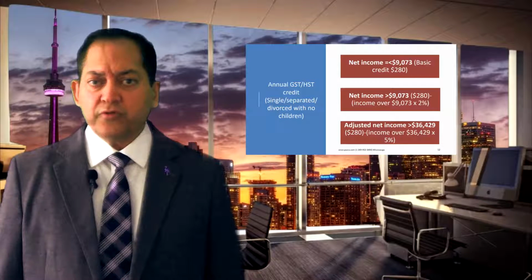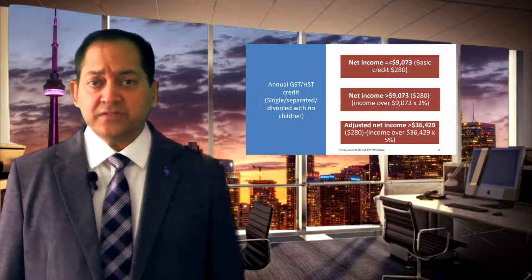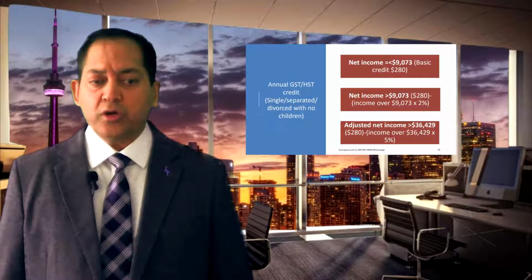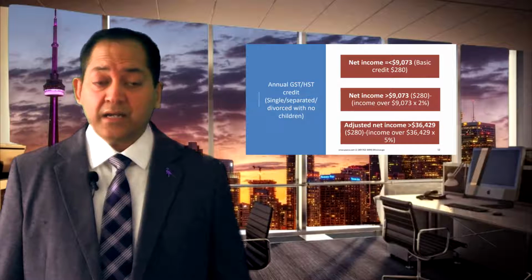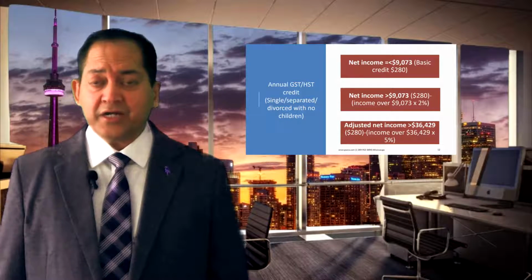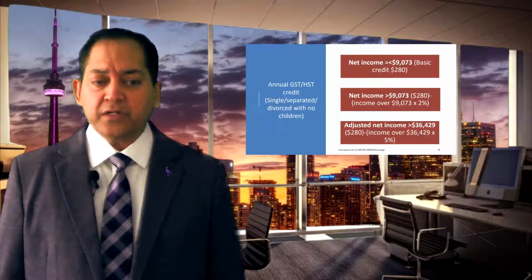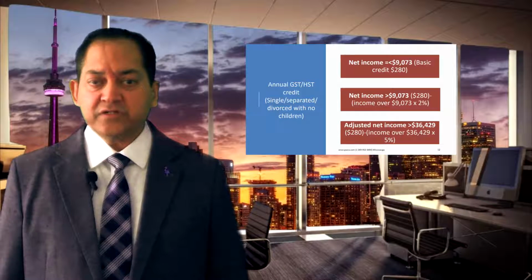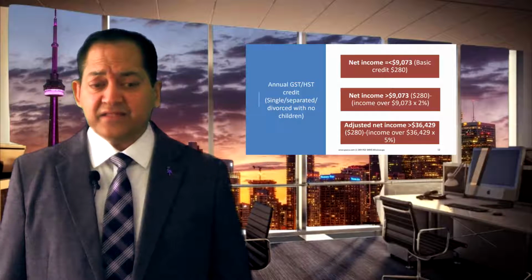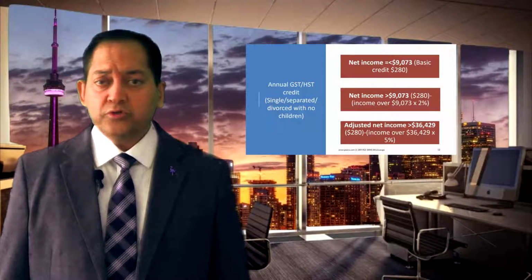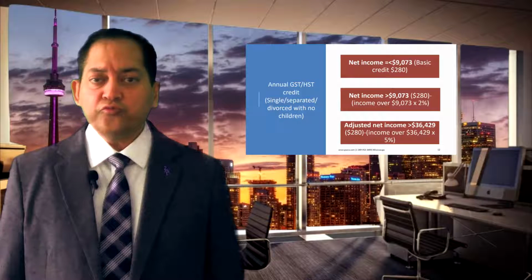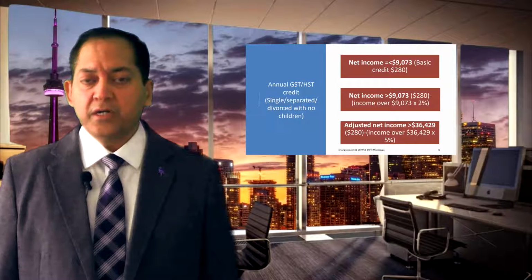Now, another situation may relate to single, separated, or divorced persons with no children. So, if your net income is equal to or less than 9,073 Canadian dollars, you will get the basic credit that is equal to $280. Now, if your net income is greater than $9,073, you will get the basic credit that is $280, but there will be a deduction that is equal to 2% of income over $9,073. In other situation, if your adjusted net income is greater than $36,429, you will get the basic credit of $280, but there will be a deduction that is equal to 5% of income over $36,429.